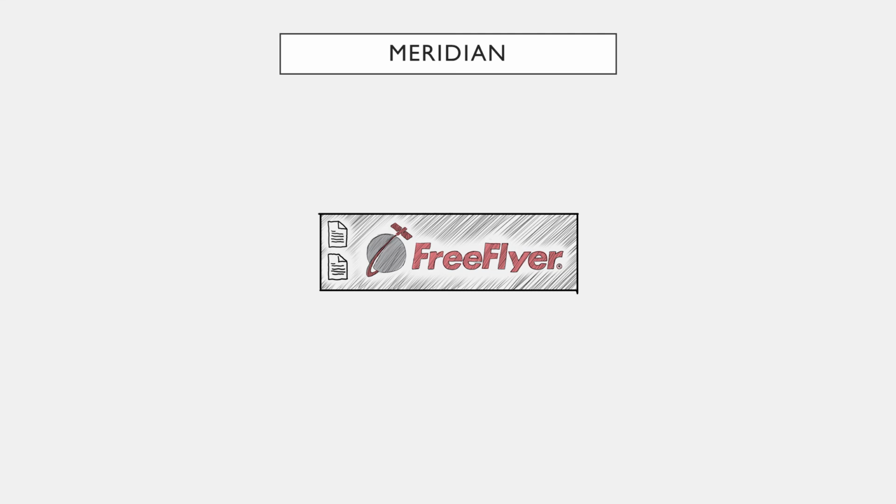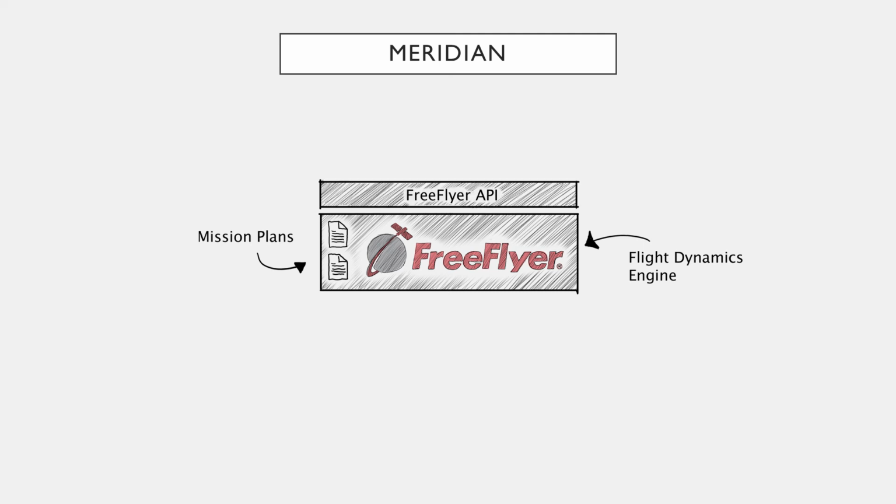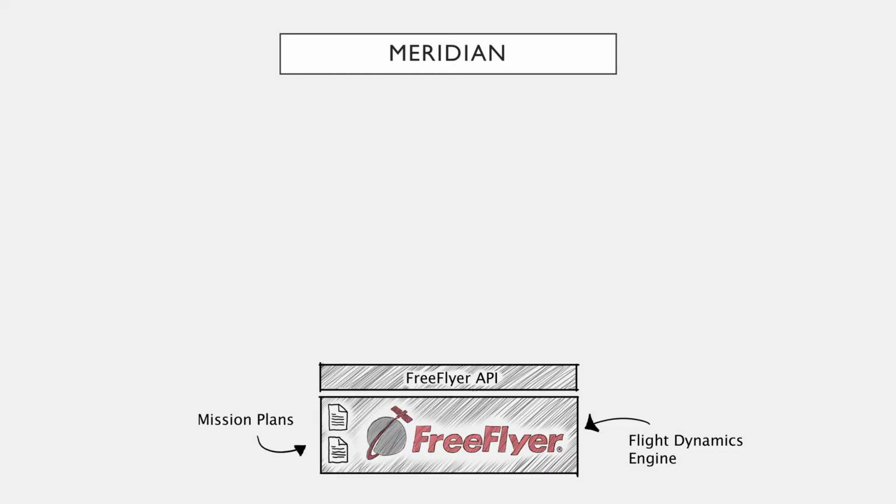So you'll remember that we historically start with our flight dynamics engine, and we package it with a set of scripts that supports common mission operations. So as part of Meridian, we created an API to extend that engine, to develop a standard that other parts of the ground system can use to interact with the engine.